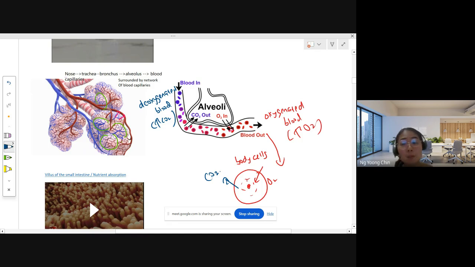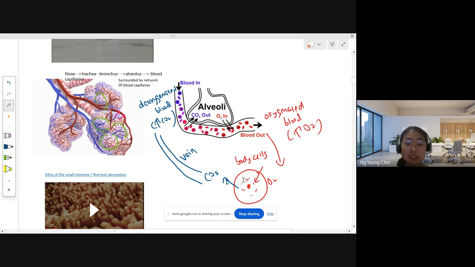Because they are doing aerobic respiration. Remember that body cells always do aerobic respiration, so they always require the input of oxygen, and then they will always release carbon dioxide. So the carbon dioxide-rich blood will travel in the form of the vein. See, this is a vein, for example. Then it gets back into the lung to be converted into oxygenated blood again.